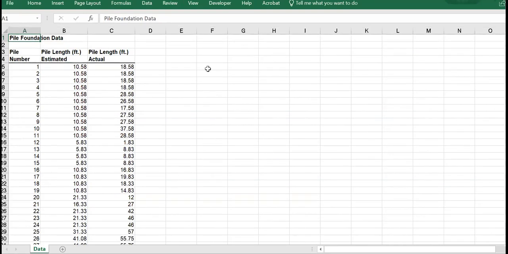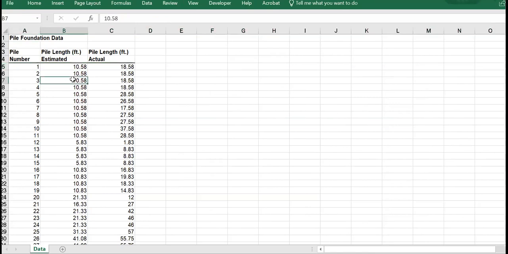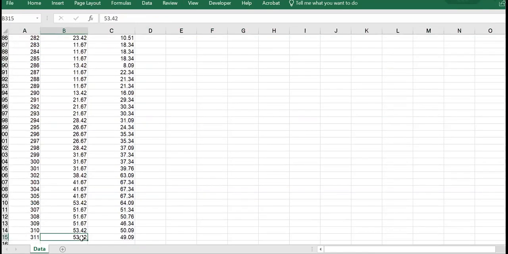So here I have the pile foundation data file, and I have the estimated values for the pile length, and I have the actual values, all right? Each row belongs to each auction. And as you can see, for each auction, for each bid, we have both estimated value and actual value.